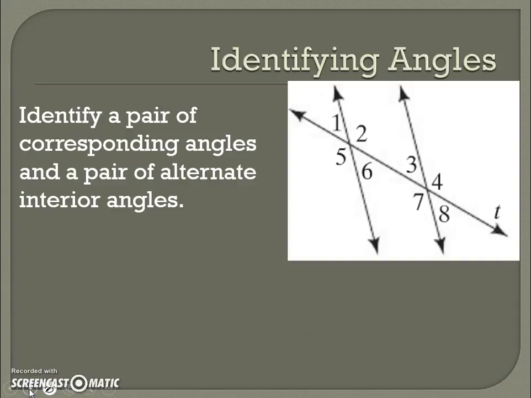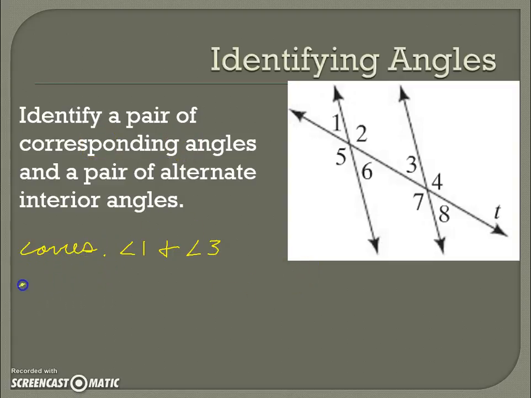All right, so identifying angles: identify a pair of corresponding angles and a pair of alternate interior angles. For corresponding angles, there's a few different ones that we could look at. Let's just look at angle 1 here. A corresponding angle to angle 1 is, if I were to cut this and place it on top of that, angle 3, the one that lines up with it. So angle 1 and angle 3 are corresponding. There's others on here as well. It just says to identify a pair.